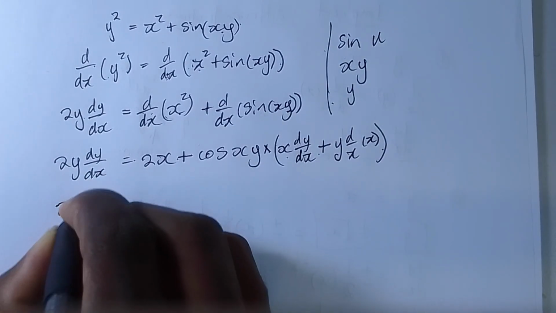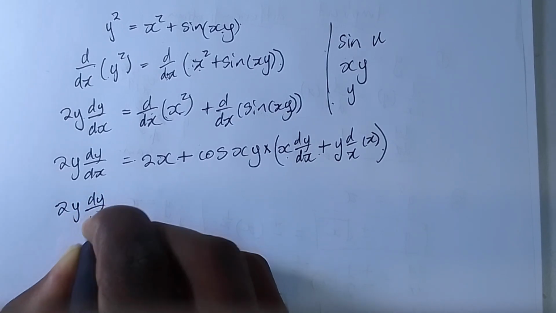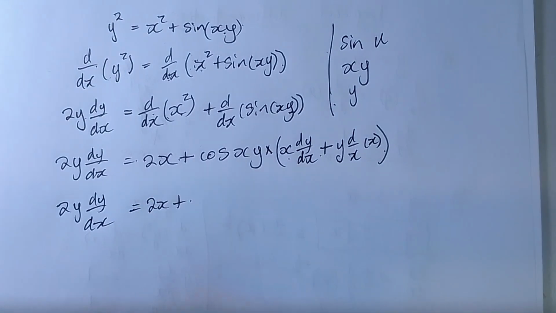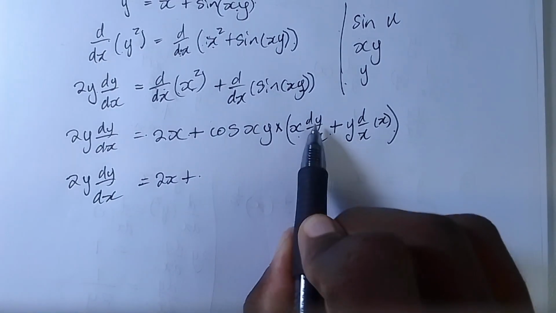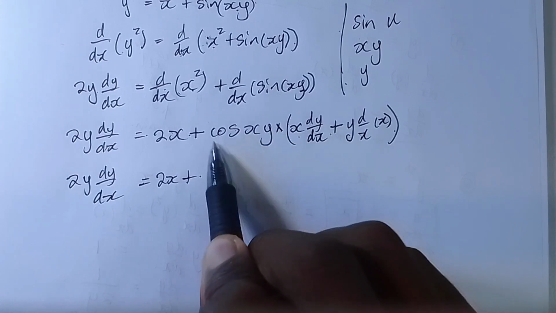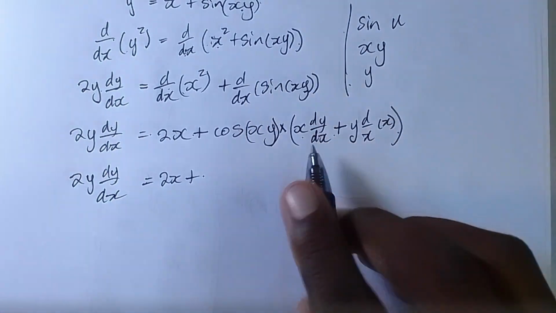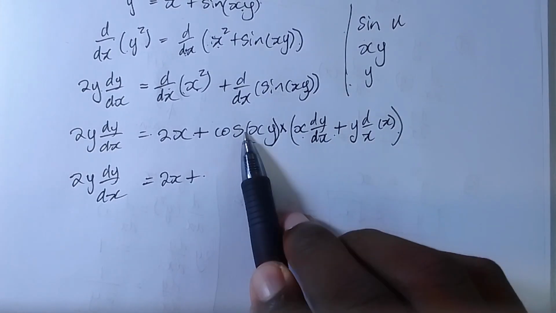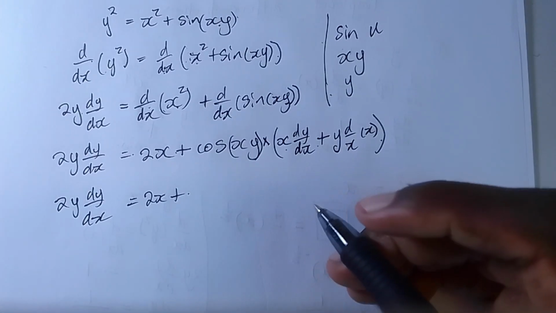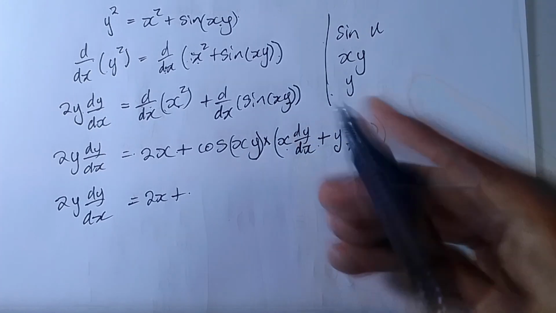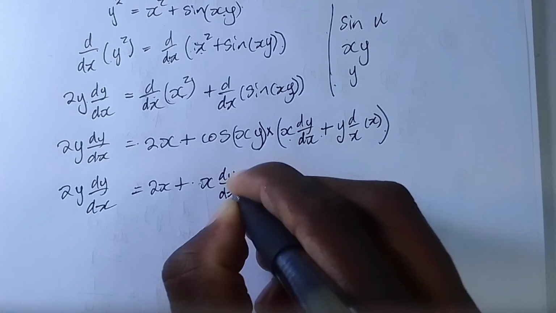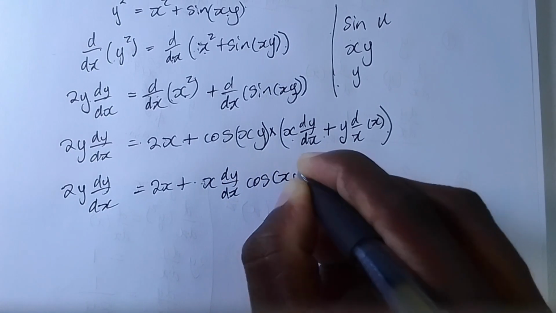Let me not complicate things. Bring this down as it is for now, and you have 2x. Then this is where we are going to have the fun. Now this has to be distributed because cos xy is being multiplied by this bracket. So this cos xy is going to multiply here, which is going to give us x dy on dx cos xy.